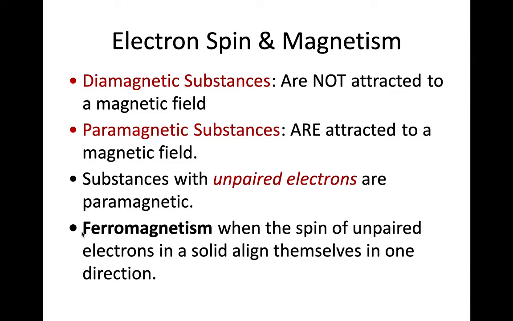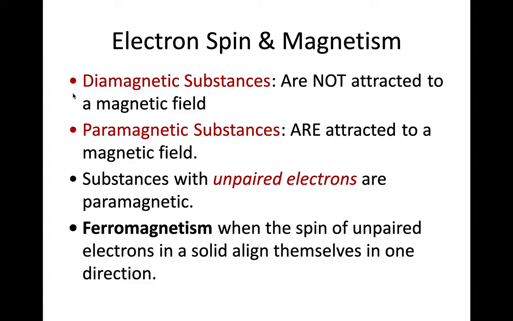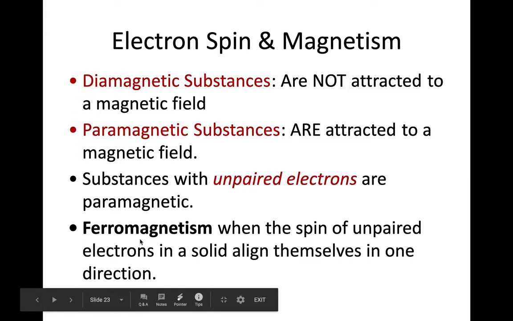One special case is ferromagnetism. This is when the spin of the unpaired electrons in a solid happen to align themselves all in one common direction. That's just a special case of paramagnetic. I imagine that these two key terms come up much more often than this one.